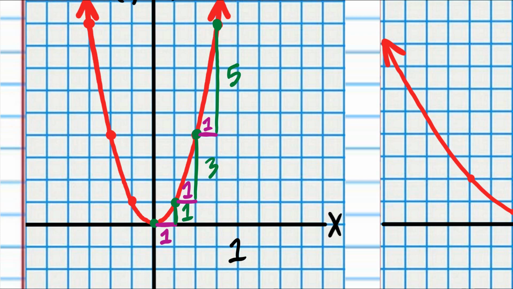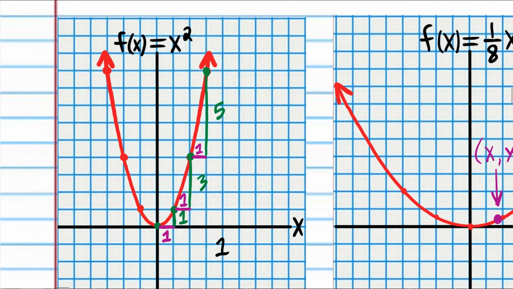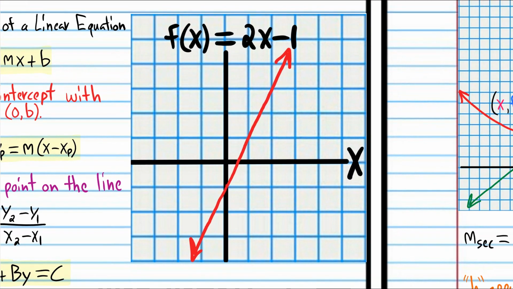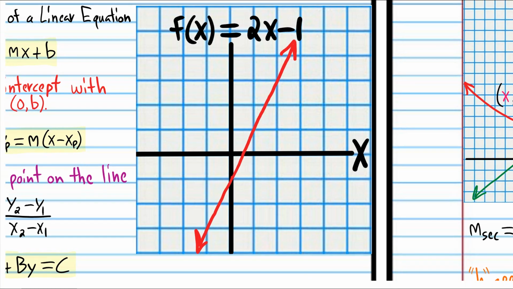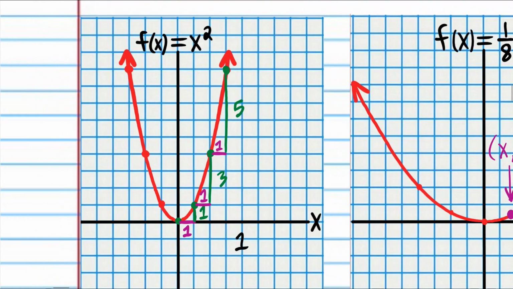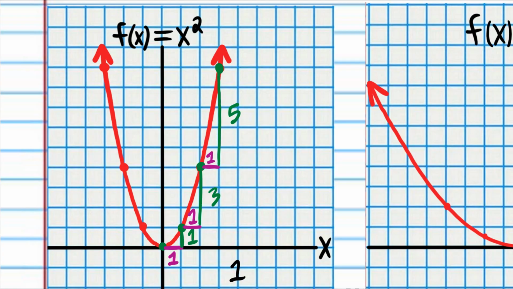So again, this is a much more difficult situation to analyze compared to a linear equation, because the rate that the y values are changing at any place on this line, the rates are all the same. They're all 2. The rate that the function is changing is constant everywhere on the graph. But that's not true for this graph. It turns out that the rate that the function is changing is different for every single point on this graph.